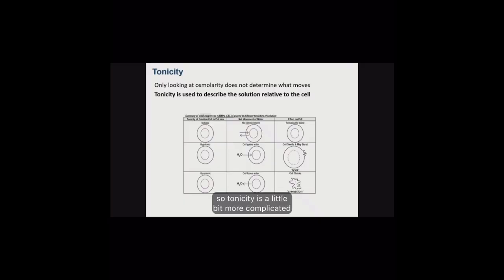So tonicity is a little bit more complicated than osmolarity. It's related to osmolarity, but a little bit more complicated. So only looking at osmolarity does not determine what moves. Why? Because sometimes we have those selectively permeable membranes that will not allow some solute to move. So we have that osmotically inactive solute creating an osmotic pressure, and it cannot equilibrate, right? Because it cannot cross because there's no pathway, right? So we need to discuss tonicity because tonicity is going to determine the movement of water in or out of a compartment, or no net movement of water for that matter.